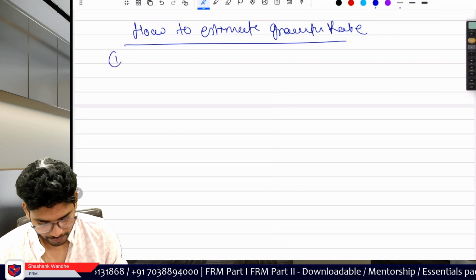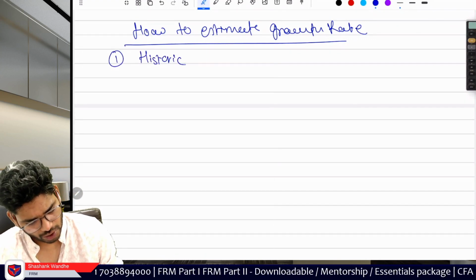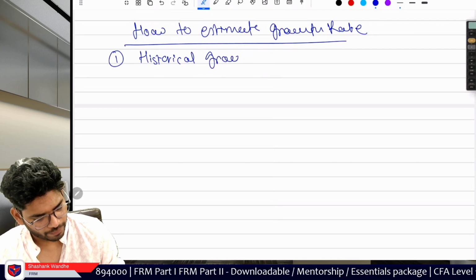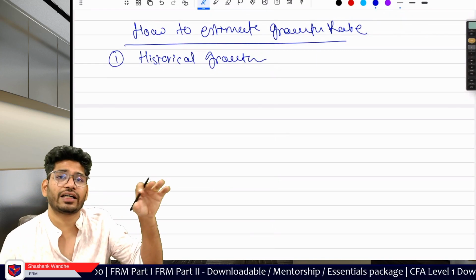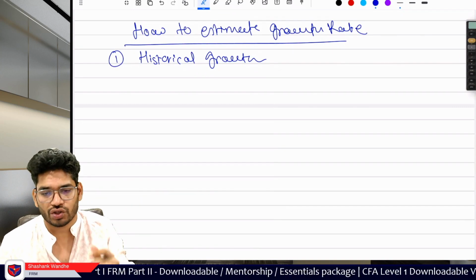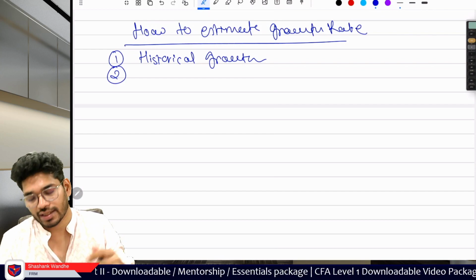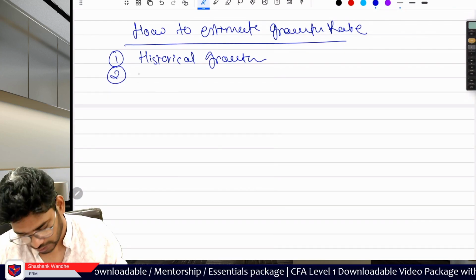So first, estimation of growth rate. You can take the historical growth rate. Just check what the growth rate in the dividend was previously, using the empirical data based on the history of the company. If the historical growth rate is reliable, go with that.